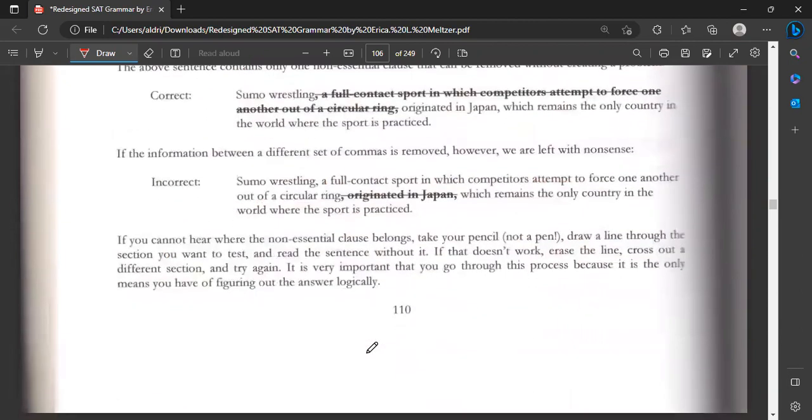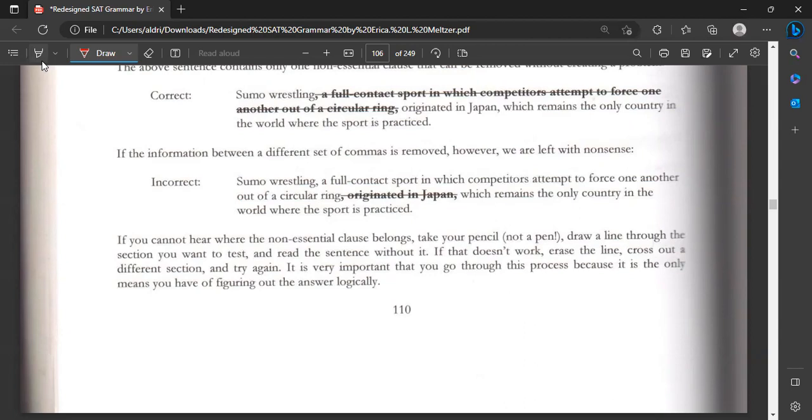Let's look at it in this way. What do you think would be incorrect if we crossed out "originated in Japan"? Read the sentence real quick and then tell me what you think would be wrong. Sir, I actually analyzed that one already. If you cross out "originated in Japan," it wouldn't make any sense because when it says "which remains the only country in the world where the sport is practiced," no one reading the sentence would know which country you're talking about. There you go, right? Because it's like, which country are you talking about? You haven't mentioned anything, right?